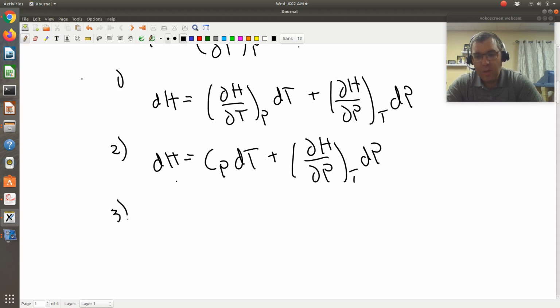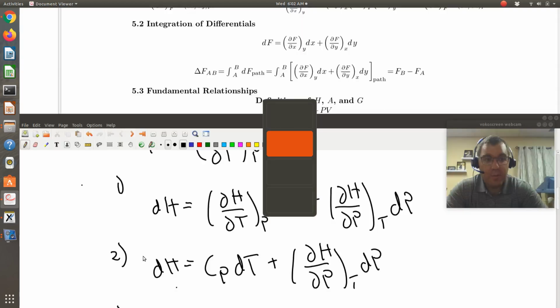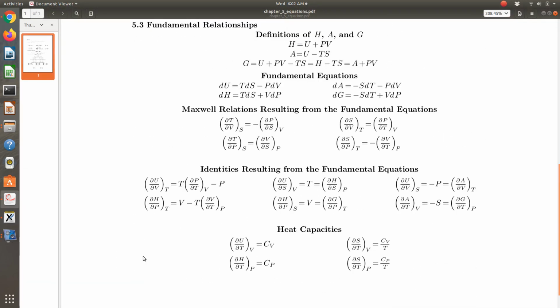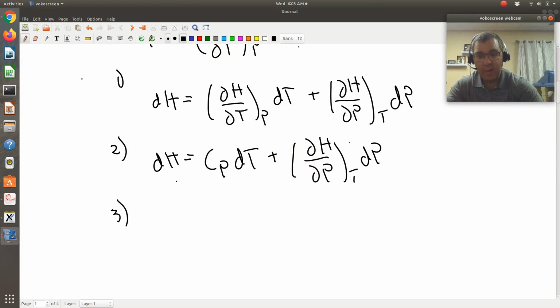Now I have partial H partial P at constant T dP. I know I don't have a Maxwell relationship for that, but just for completeness, I'm going to look at my equation sheet. Maxwell relationships are here, and I find I don't have enthalpy. So look at the variables that we have in our Maxwell relationships: I'm looking at P, V, T, and S. Our Maxwell relationships are basically relating P, V, T, and S. So I don't have a Maxwell relationship that I can plug in.